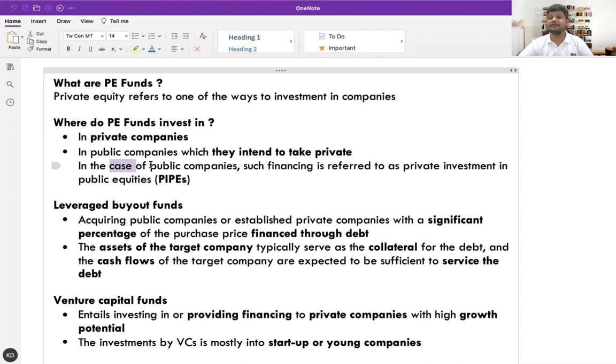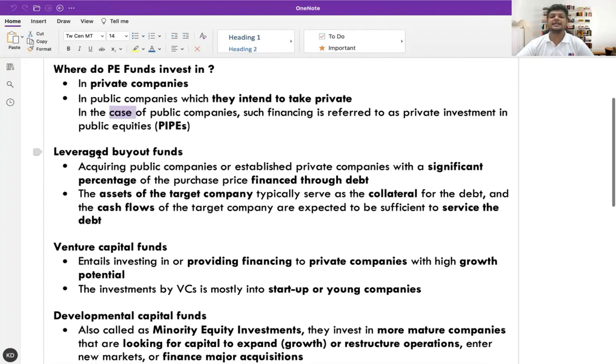PIPEs. Private investment in public enterprises. So when PE funds invest in a publicly listed company to make it private, that's what we call private investment in public enterprises. Correct? Now, there are various ways of doing private equity investment.